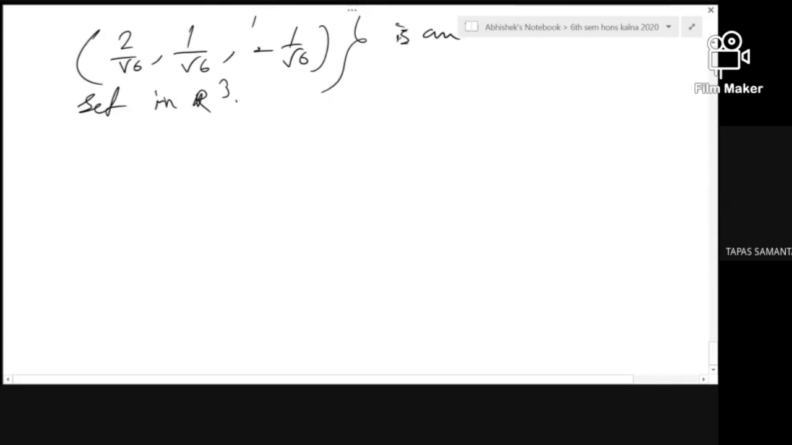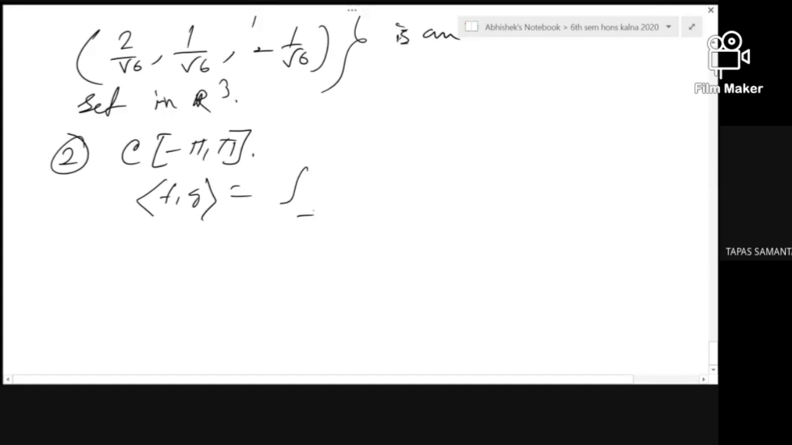Now if you consider the vector space C[−π, π], that is the set of all complex valued continuous functions defined on the closed interval −π to π, equipped with the inner product ⟨f, g⟩ equals the integral from −π to π of f(t) times g(t) bar dt, and we all know that this defines an inner product on C[−π, π].